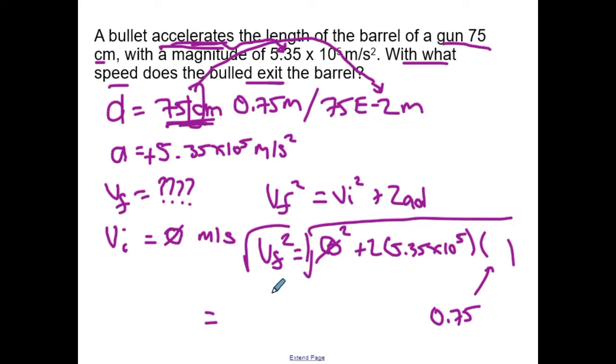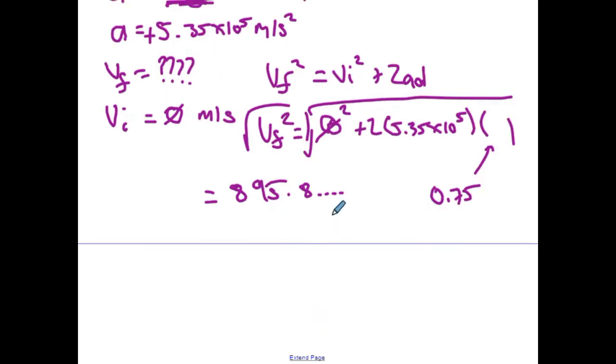I'm going to write this out. I got 895.8 something something meters per second. First thought, is that reasonable? Well, yeah, it's a bullet. It's probably going pretty fast. That might actually be too fast.